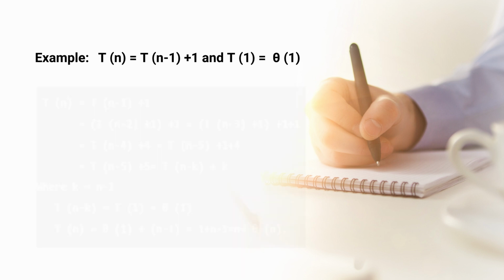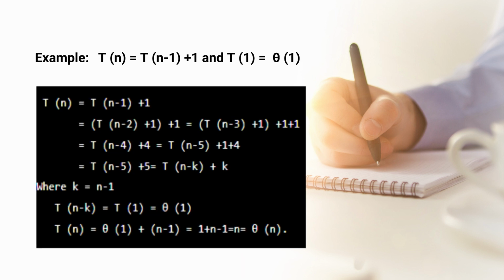Again, this is the second example of the iteration method, that is T n equal to T n minus 1 plus 1 and T 1 equal to theta 1. So, in this case T n, if we put the value of T n minus 1 in the previous T n equal to T n minus 1, we can get T n minus 2 plus 2, and again the value of T n minus 2 we will be putting T n minus 3, and after kth iteration you can see the value of T n equal to T n minus k plus k. Here T n minus k equal to T 1, because the problem size will be reduced to 1, and if the problem size reduces to 1, the time complexity is theta 1.